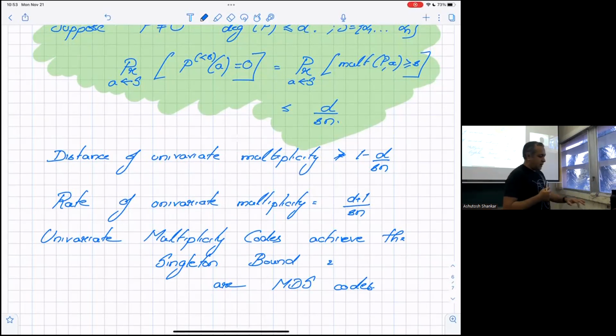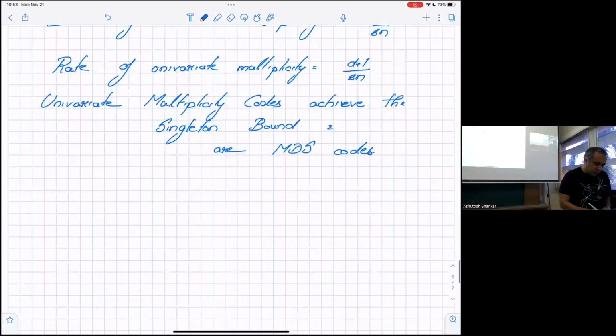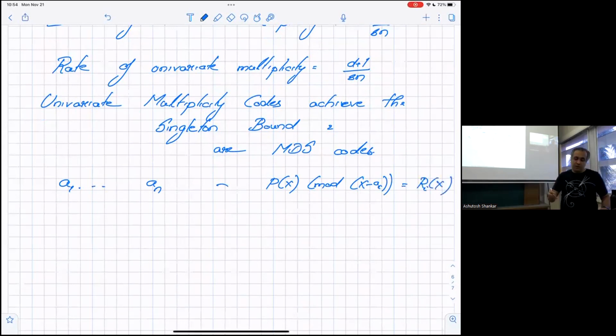Suppose I give you, at a1, a2, ..., an, each of these places, the P less than s of ai. Rather, I'm going to give you P of x mod (x minus bi), the polynomial Ri of x, to the power s. So at the location ai, it is this particular polynomial. I give you this polynomial.